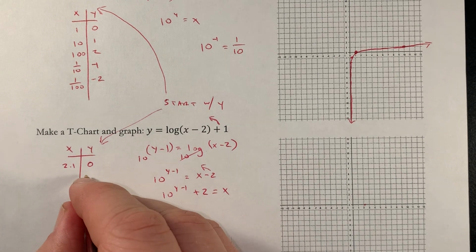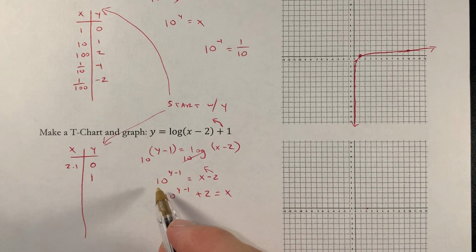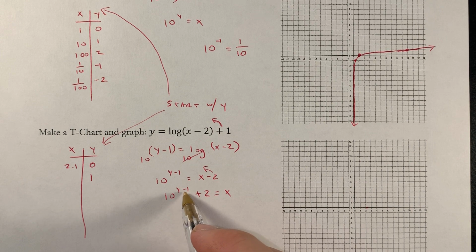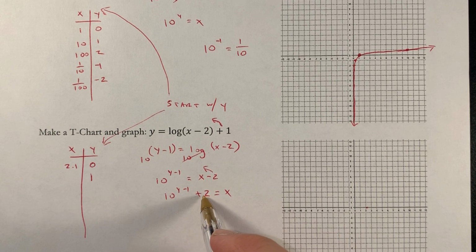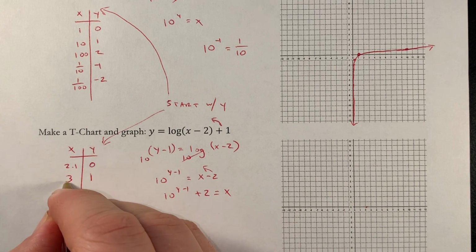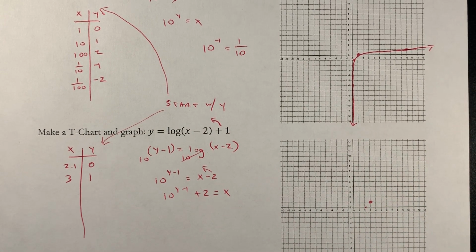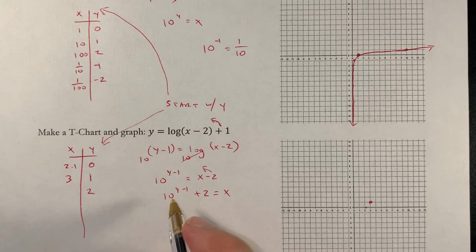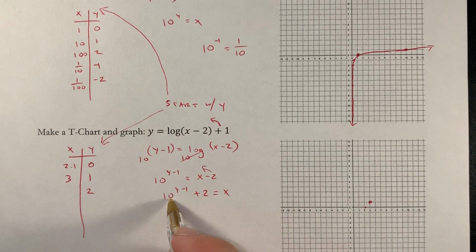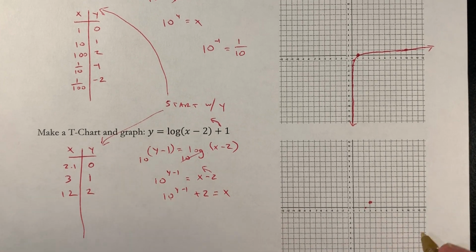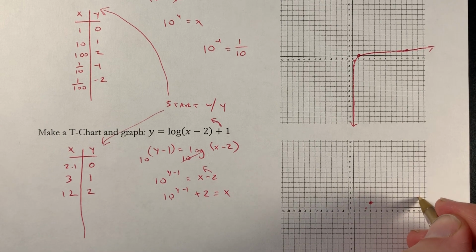Okay, our next point, 1, so that's 10 to the 1 minus 1, which is 10 to the 0, which is 1, plus 2 is 3. So we get a point 3, 1. Okay, then we'll put in a 2. 2 minus 1 is 1, so 10 to the first power, that's 10. Plus 2 is 12, so we get the point 12, 2.